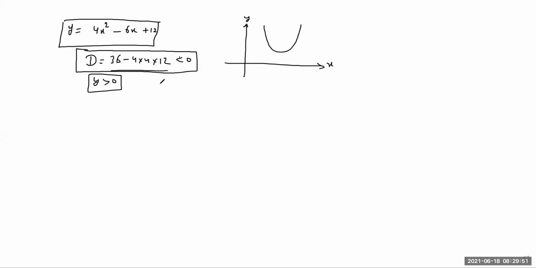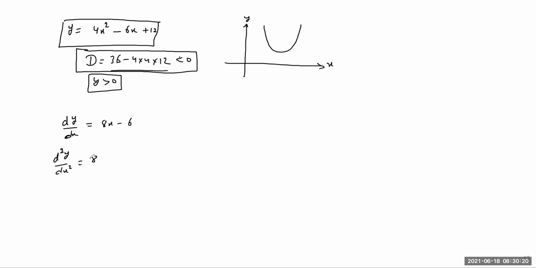Now let's try to do the same thing with the help of calculus. First of all, we'll find the first derivative dy by dx, and if I differentiate, we'll get 8x minus 6. We can equate this to 0 later on. First, let's find the second derivative.